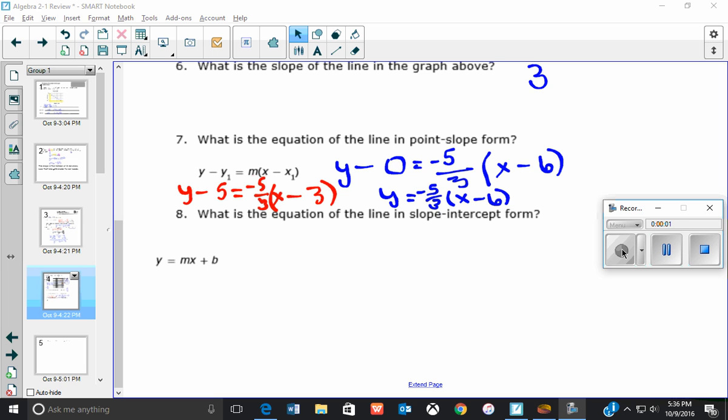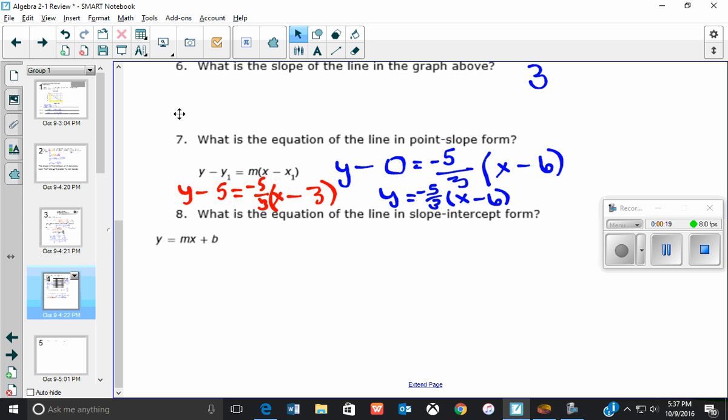Hello, this is Ms. Horgan, and this is number 8 from your algebra review. What is the equation of the line in slope-intercept form? Well, I put the slope-intercept form here that you can find on your star chart.